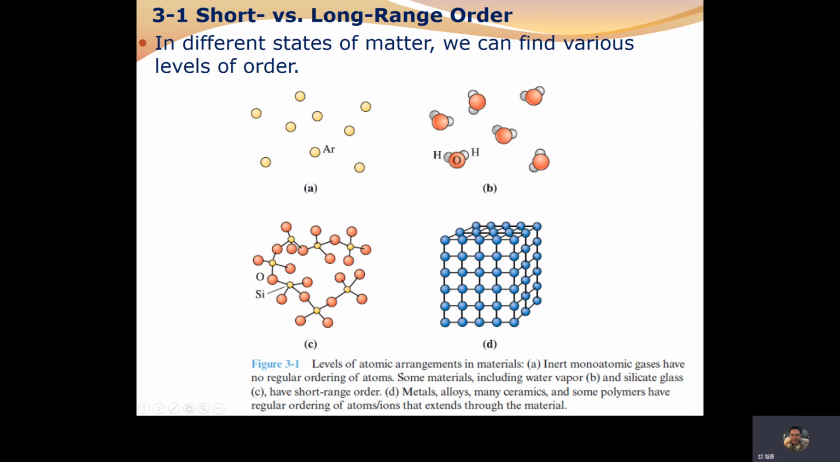Here the first figure, A, shows argon gas. It's a monatomic gas, so it will move randomly. So it's amorphous. It's an inert gas, no order.